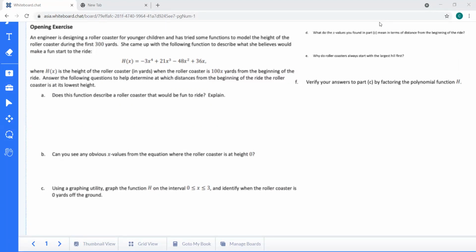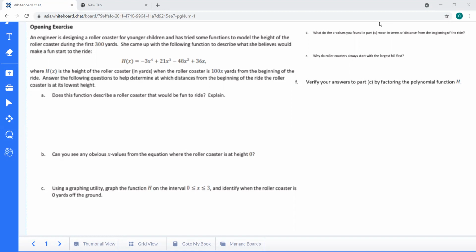When the roller coaster is 100x from the beginning of the ride, answer the following questions to help determine at what distance from the beginning of the ride the coaster was. Okay, does it sound like a fun ride? Does this function describe a roller coaster?